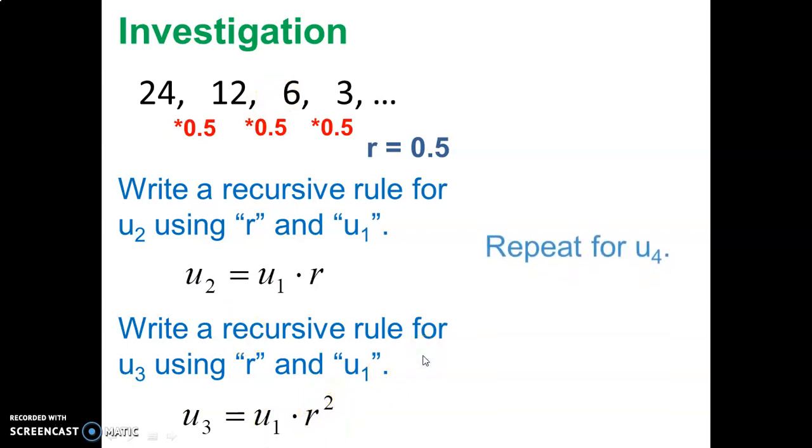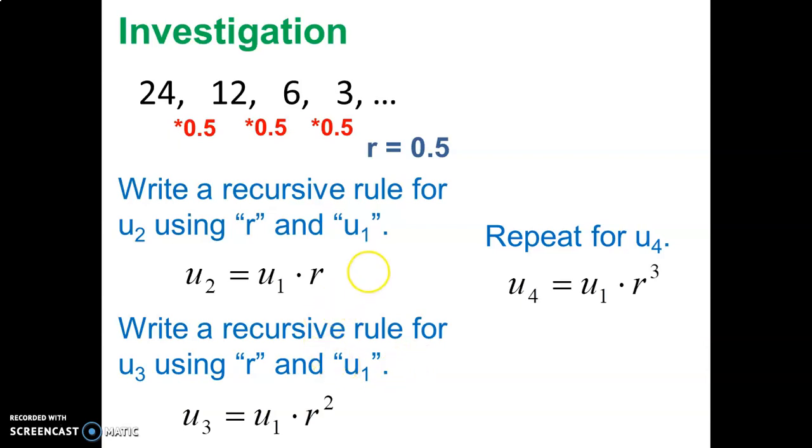Okay, let's keep going. Now repeat the process for u sub 4. There we have it. So u sub 4 equals u1 times r to the third. That means multiplying by r 3 times, right? So again, to get to the fourth term, we start at the first one, we multiply by r once, multiply by r twice, multiply by r 3 times. So that's what we have here.